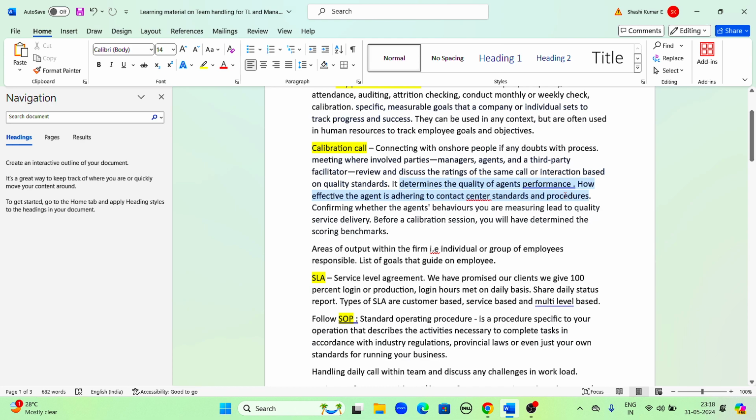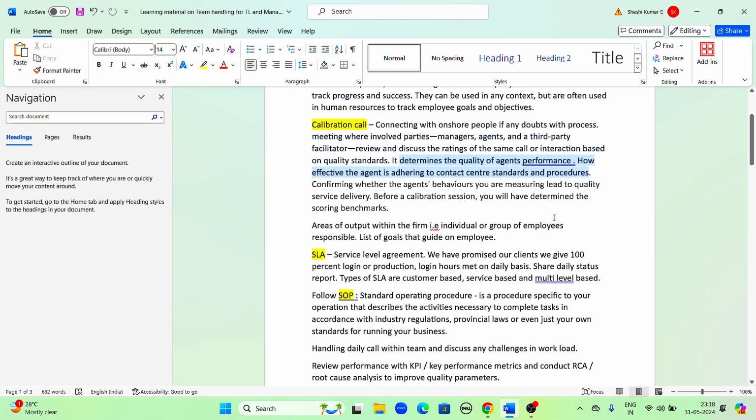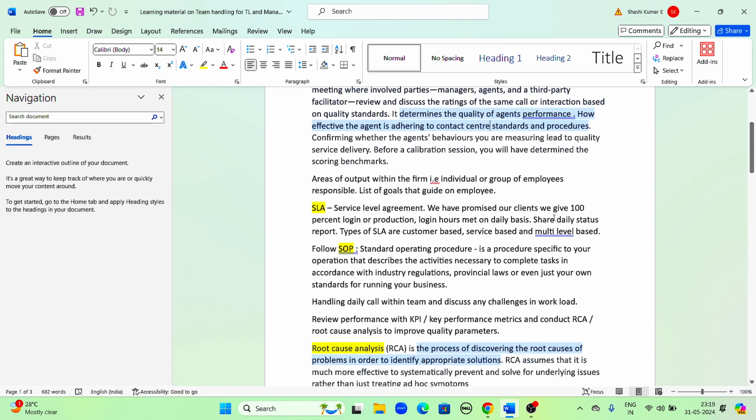So based on how they are performing in the team and how effectively the associate is following a set of contact center standards and procedures, it confirms whether the agent's behavior is according to quality service delivery. And before that calibration session, you will determine the scoring benchmarks. Usually calibration happens in quality teams, but it happens in other departments as well.